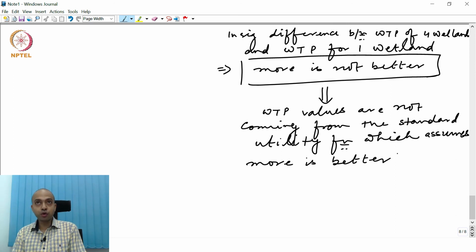So these are all the problems of the open-ended referendum contingent valuation method, right? There are some other issues related to the contingent valuation method, and to overcome these problems, later on environmental economists started using choice experiment. So we will discuss choice experiment in our next class. Thank you.